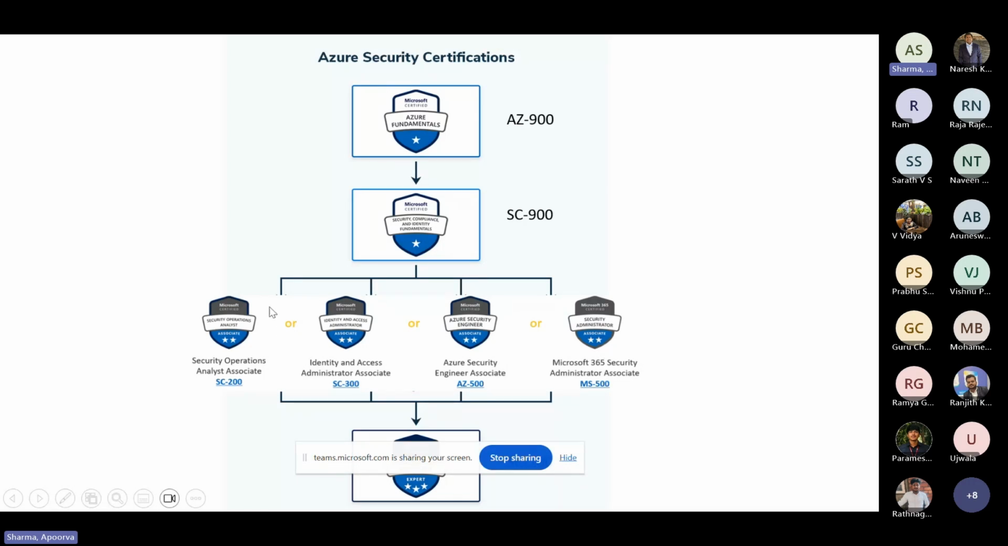And at the end, this is the associate level examination: security operation analyst or identity and access. So these are 4 associate level examinations, and at the end, this is the expert level examination. This is for the security certification part.